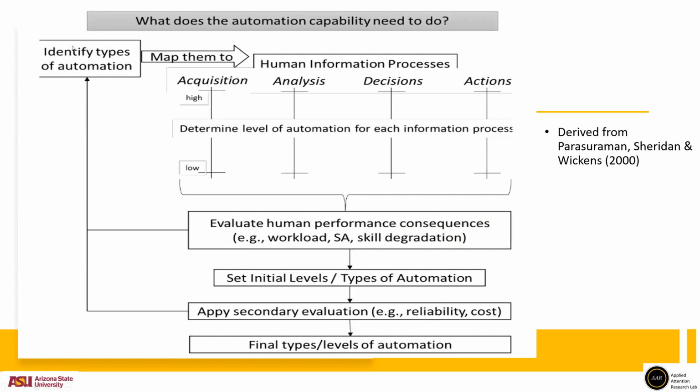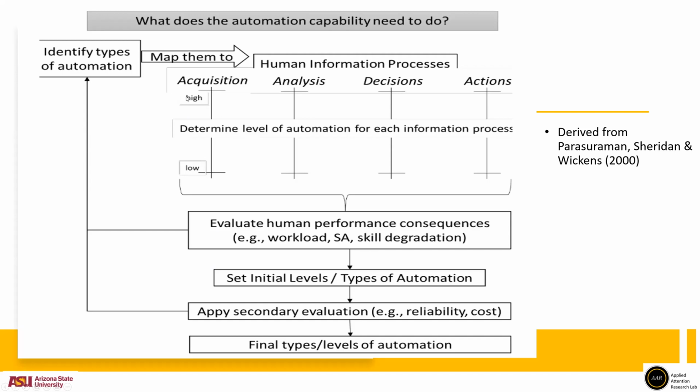So in the first stage of this process, you're going to identify what the human information processes are related to information acquisition, analysis, decision-making, or action. Then determine the appropriate level of automation for each of these information processes. Some systems may actually require a high amount of automation in the acquisition of information.